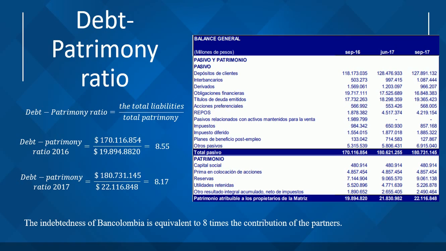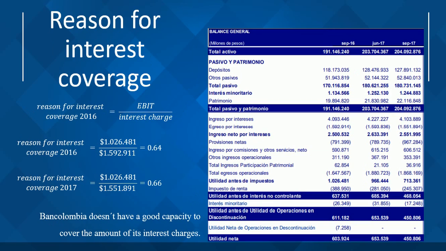Second, the patrimony ratio is based on dividing the total assets by the total patrimony, in which you can see that the indebtedness of Bancolombia is equivalent to 8 times the contribution of the partners. Third, the interest coverage ratio. In the years 2016 and 2017, you can see that Bancolombia doesn't have a good capacity to cover the amount of its interest charge.